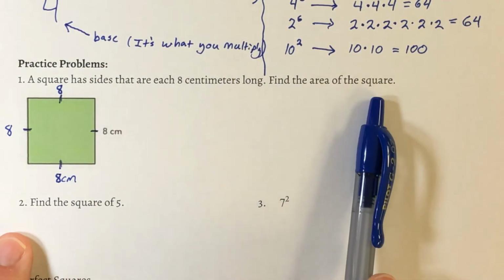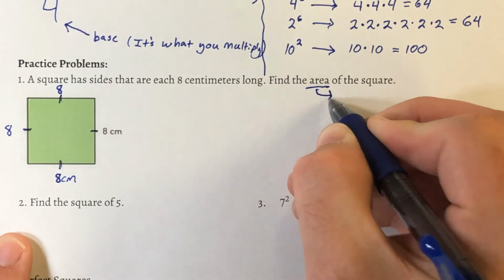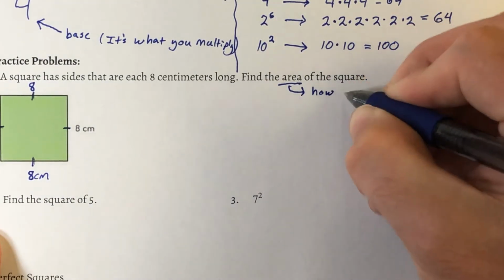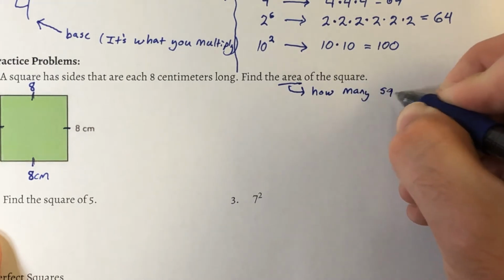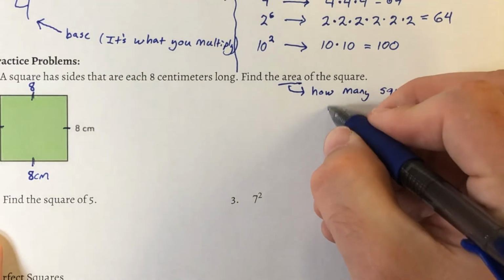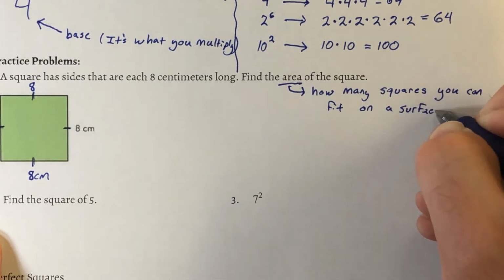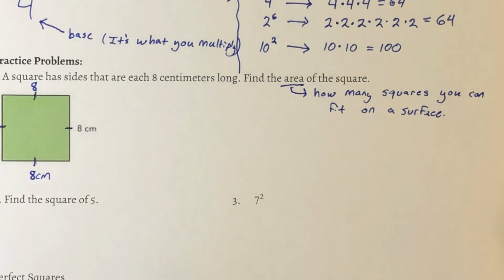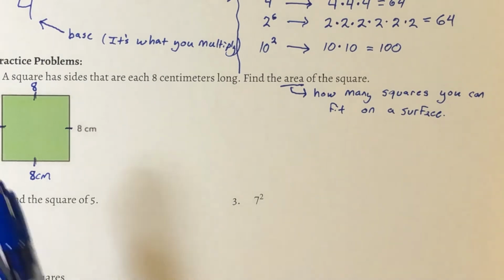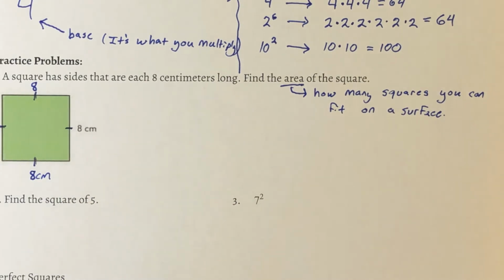Our question wants us to find the area of a square. Area refers to how many squares you can fit on a surface. So you could use this if you were trying to find like how many tiles covered a floor. If you're wanting to carpet a room or paint walls, you're going to need to know the area. And if the shape you're dealing with are squares, that's where being able to square numbers comes in handy.